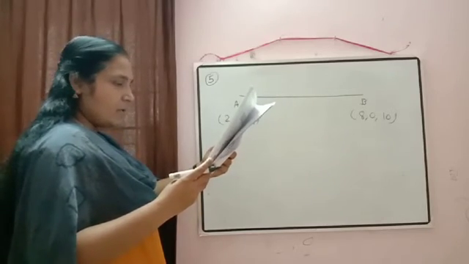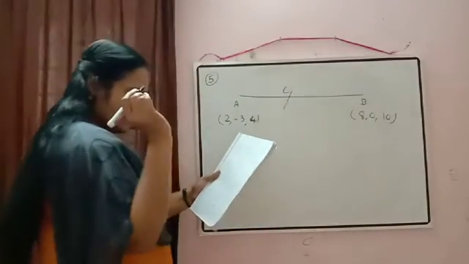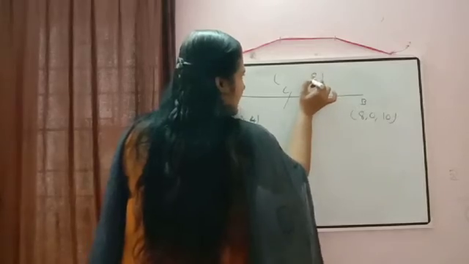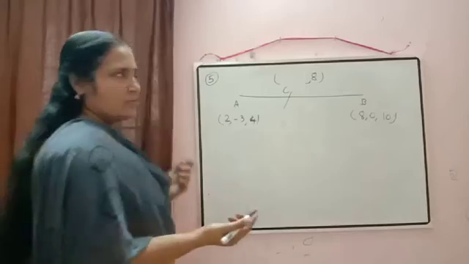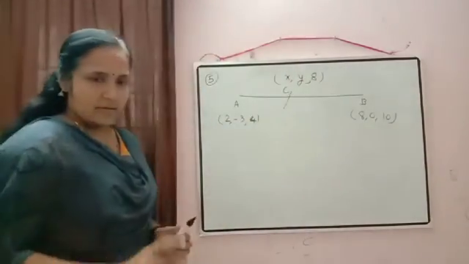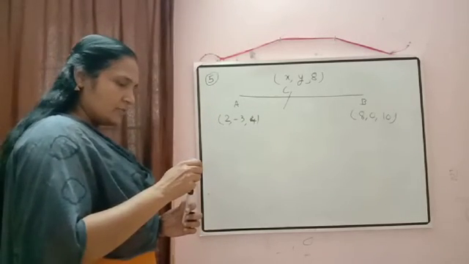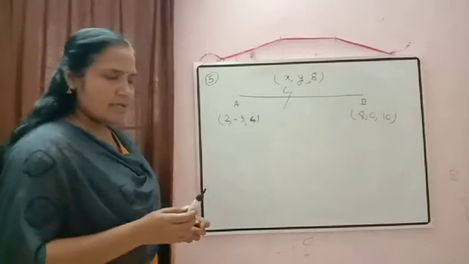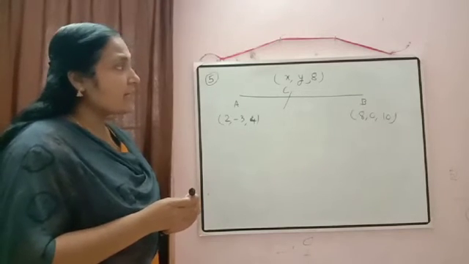And it is given a point C with z coordinate 8. So only z coordinate is given here, 8. Remaining x coordinate and y coordinate are not given, so we can write here as x comma y. Now we have to find out the coordinates of the point C. If we are able to find out the ratio, then x coordinate and y coordinate we can calculate.